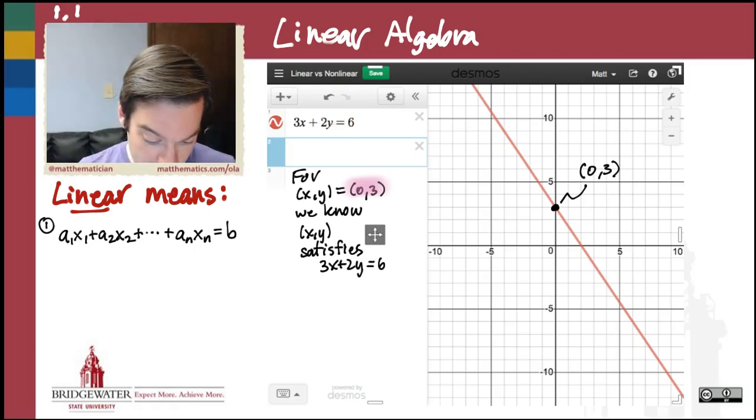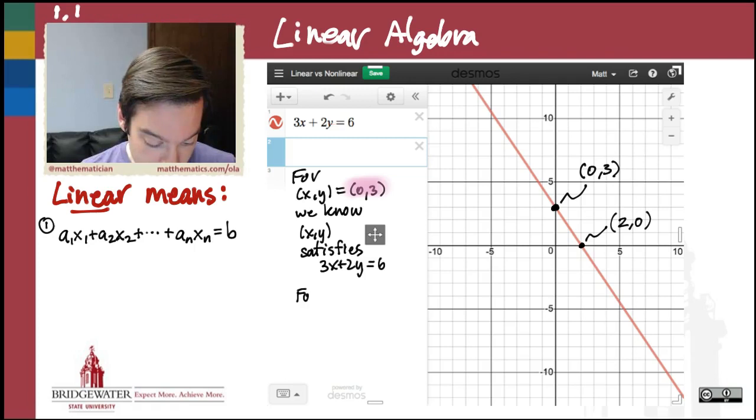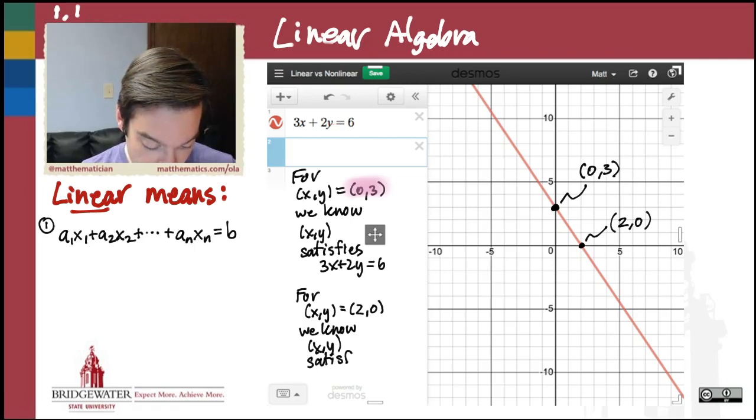What's an example of another point that also happens to solve this equation? Well, let's just be really boring and look at the other intercept. I don't need to use intercepts to do this, but because they give me nice little convenient zeros, it might be kind of handy to do. So we also know that for the point x, y equals 2, 0, we know that it satisfies, we know that that x and y satisfies the equation 3x plus 2y is equal to 6.